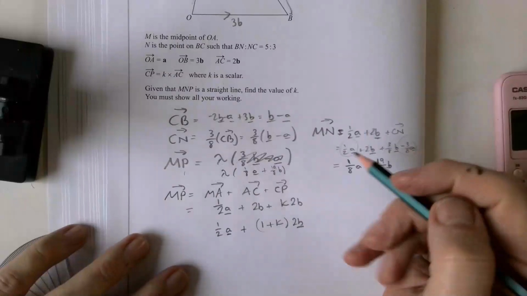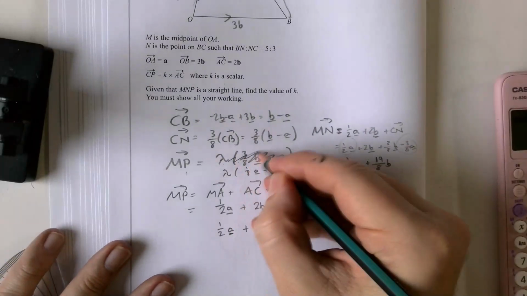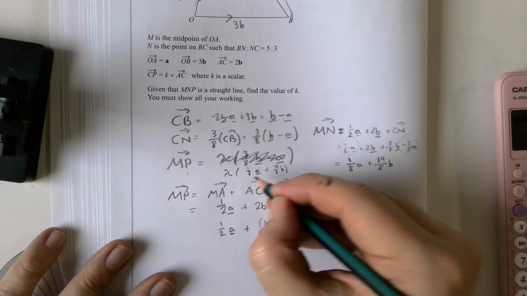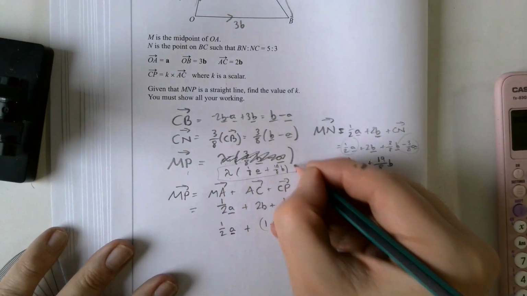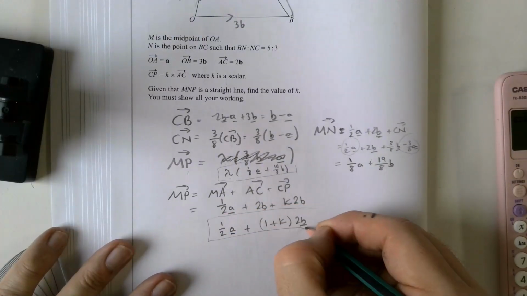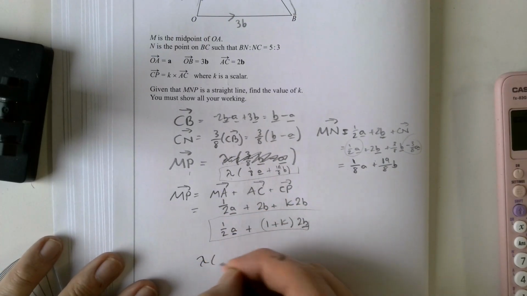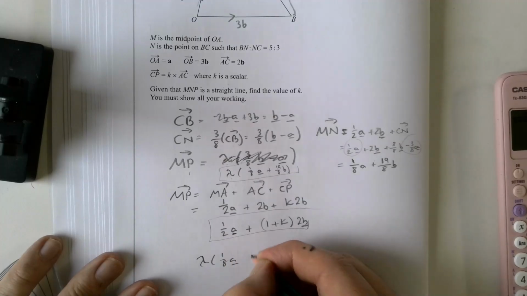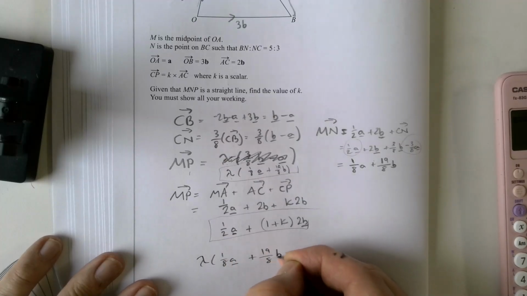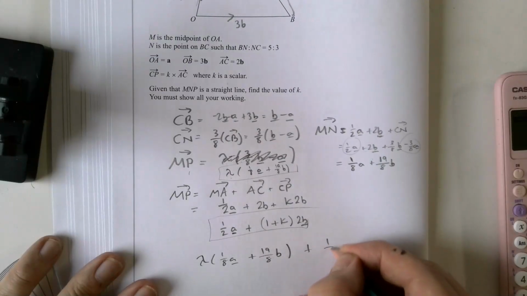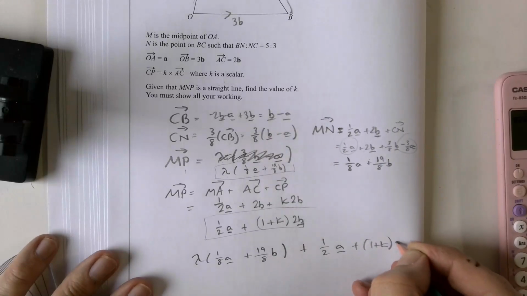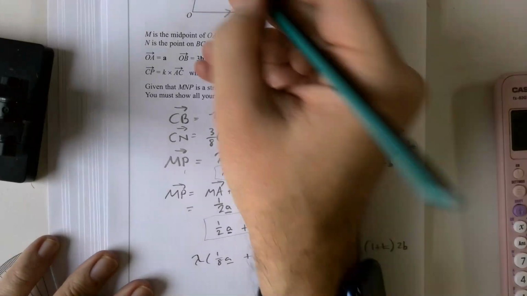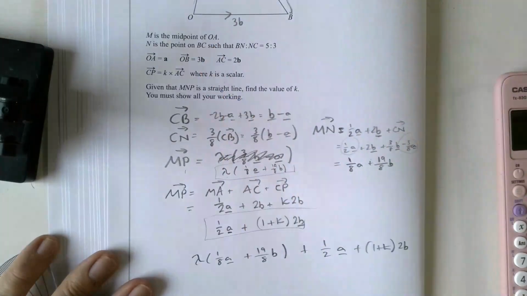Sorry, just been disturbed. Right, so we've got that. So I've now got some amount of that gives me that. Some amount of that gives me this. So there's two different expressions. So I've got lambda times 1/8 of a plus 19 over 8 lots of b, plus 1/2 of a plus 1 plus k lots of 2b. Okay, so that's my one lot and that's my k lots.